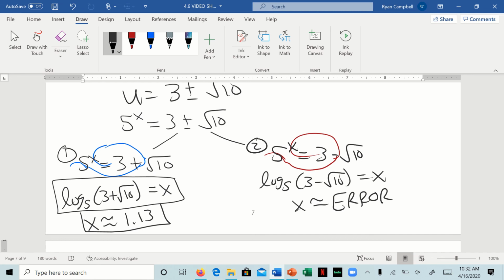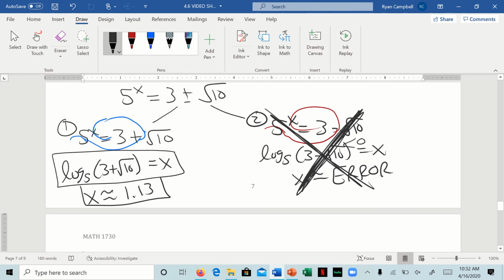Because if you notice, this is going to be less than 0, right? Because 3 minus 3 is 0, so that'd be 3 minus the square root of 9. So if you do something bigger than that, that's going to be less than 0, right? And you can't take the log of a negative number. So this part has no solution. So the only solution we get is this one, right? Log base 5 of 3 plus square root of 10, or about 1.13.